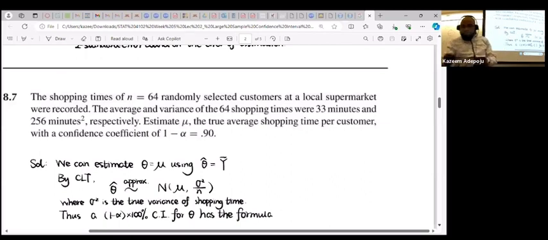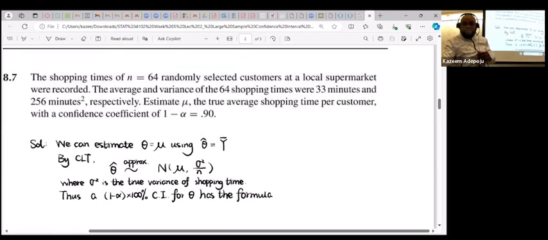Okay, now take a look at this question here. The shopping times of n equal to 64 randomly selected customers at a local supermarket were recorded. The average and variance of the 64 shopping times were 33 minutes and 256 minutes squared. Anytime they talk about variance, the unit of variance is in square units. Estimate mu, the true average shopping time per customer, with a confidence coefficient of 1 minus alpha equal to that. Now, let me tell you this.